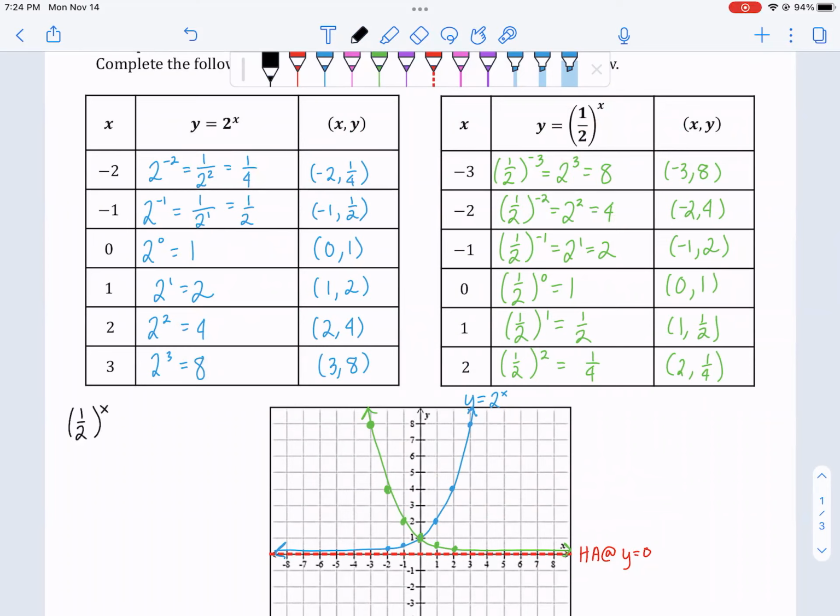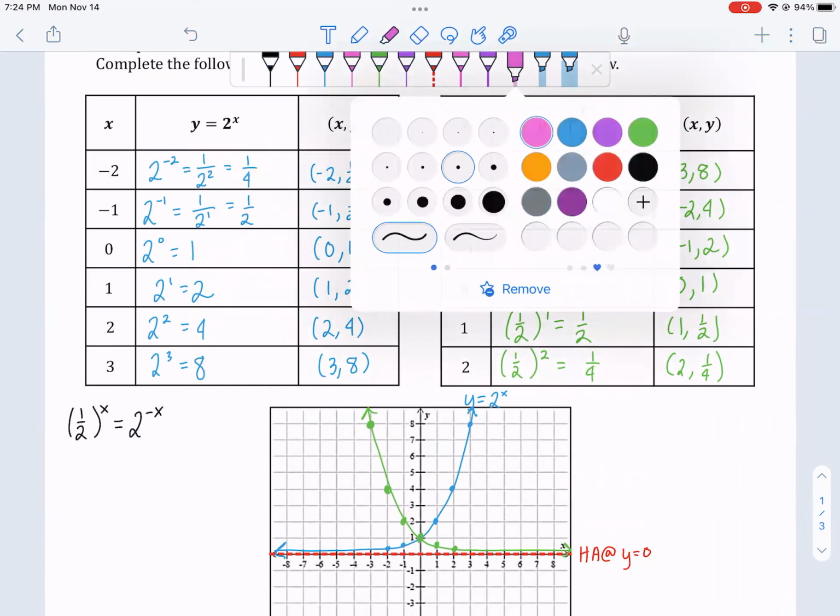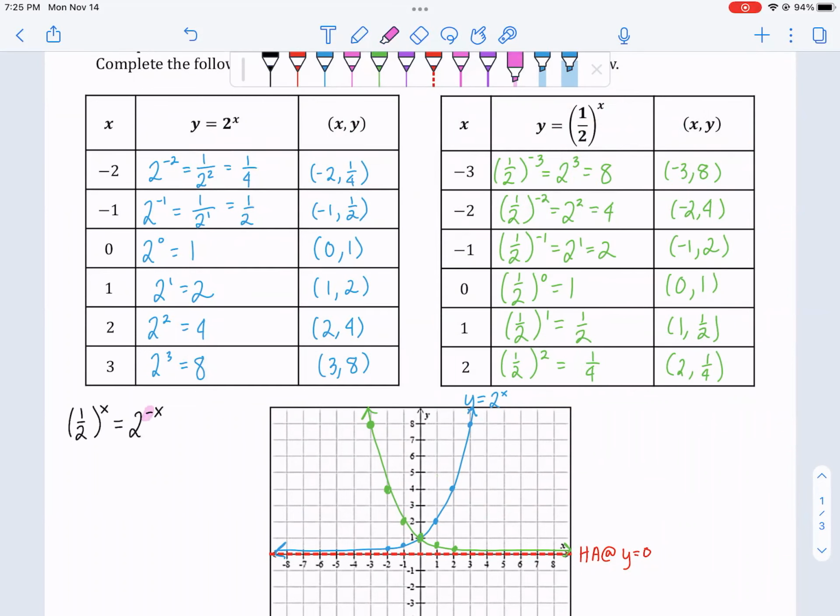1/2 raised to the x is the same thing as 2 raised to the -x. And if we remember back to our transformations that we talked about many, many sections ago, when you have a negative inside the function like that, it reflects over the y-axis. So a negative out front of the function would reflect over the x, a negative inside the function reflects over the y. And that's exactly what happened here, right? We took this function y = 2 to the x and we reflected it over the y-axis.